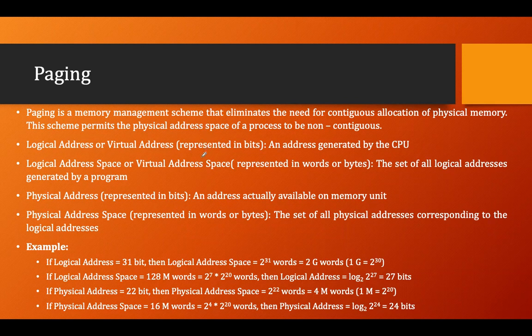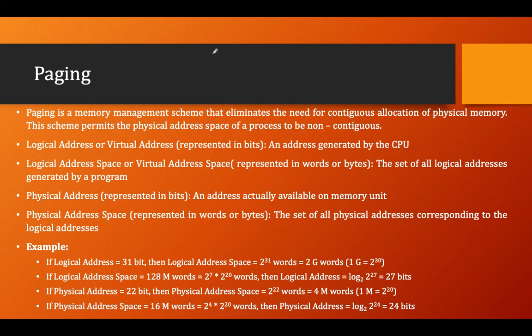In the previous class, we talked about non-contiguous memory allocation, in which we have seen that if we don't have the place to put the process into the main memory, we divide the process into different pages, and those pages we put into the main memory. So what is paging? Paging is a main memory scheme that eliminates the need for contiguous allocation of physical memory. This scheme permits the physical address space of a process to be non-contiguous.